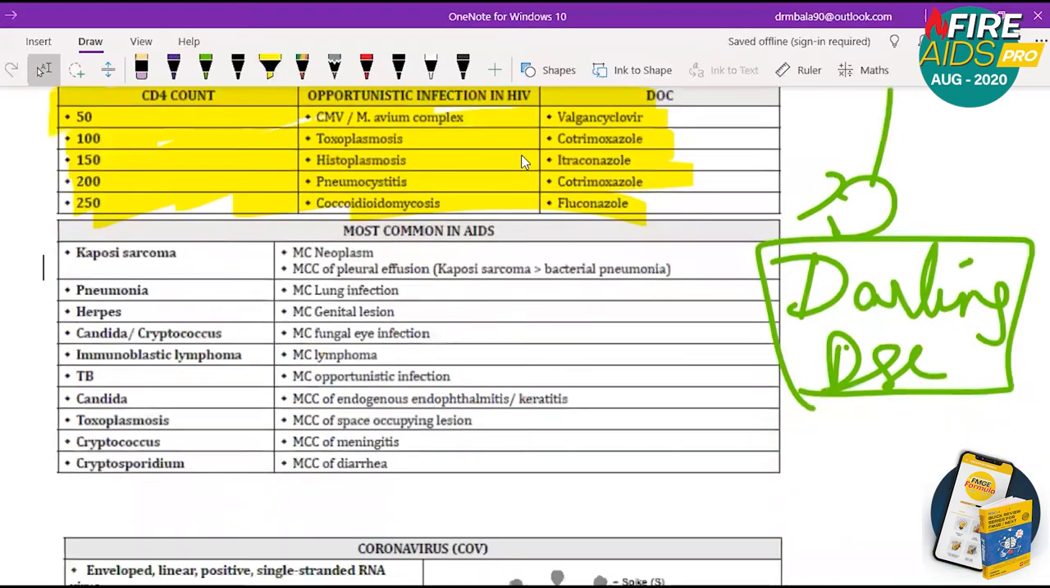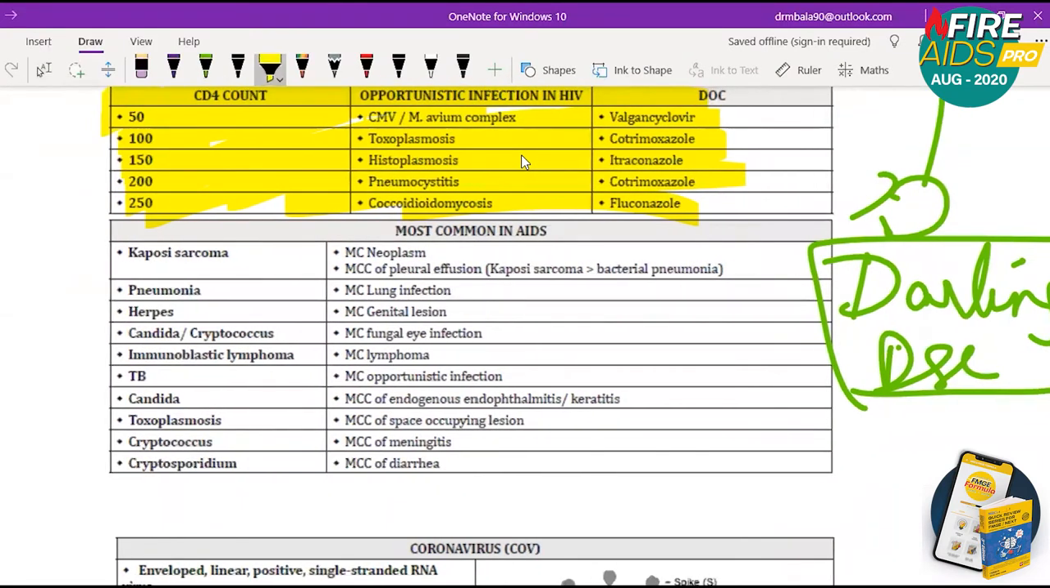Then comes the most common in AIDS. Kaposi sarcoma is the most common neoplasm in AIDS patients, and it is the most common cause of pleural effusion in AIDS patients. But there are chances that you might not have Kaposi sarcoma in your examination, so they can ask what is the cause of pleural effusion in an AIDS patient. You need to remember bacterial pneumonia if there is no Kaposi sarcoma.